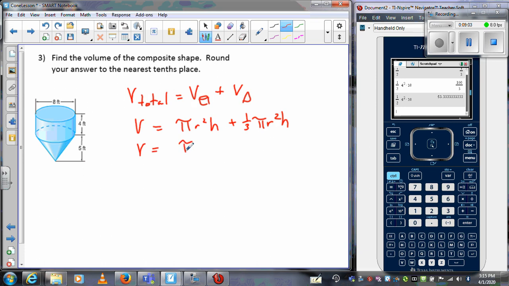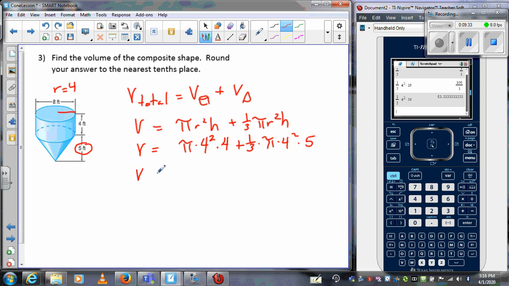So that's going to be pi times your radius. Your radius here is going to be halfway across, so that means your radius is 4. So 4 squared times your height of 4, plus 1/3 times pi times your radius of the cone. Well, the cone shares a circle with the cylinder, so it's got to have the same radius. So this is going to be 4 squared times the height. Now the height of my cone is actually 5.